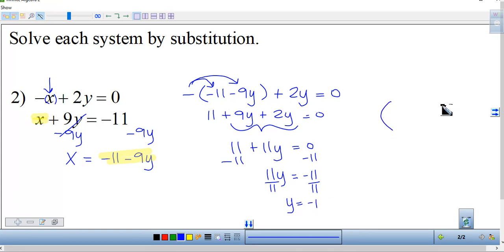Now just like before, the solution is a point, and I only have half of this point. I know that y is negative 1. I need to find out what x is. I have 3 options. I can plug it into the first equation, the second equation, or I have created a third equation. This is where I'm going to plug this answer. x is equal to negative 11 minus 9 times negative 1. So negative 11 plus 9 gives me a negative 2.